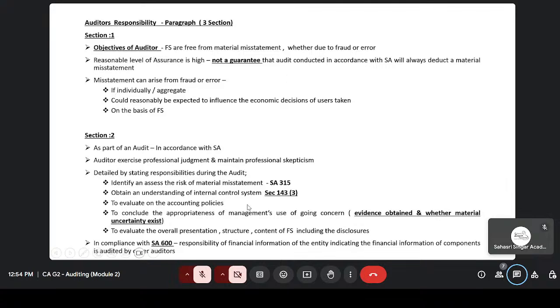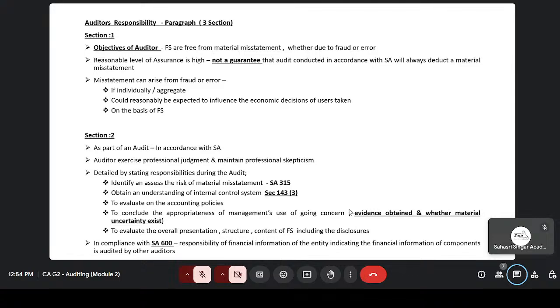Then, to conclude the appropriateness of management's use of going concern. See, again, that going concern point in the management responsibility paragraph, where management responsibility is expressing that unless it intends to liquidate, it is a going concern for the foreseeable future. But in your paragraph, you are trying to conclude the appropriateness of what the management has used: how they are concluding, what evidence you have obtained, how they are saying that going concern is about the foreseeable future, and in what situation they are quoting that statement.